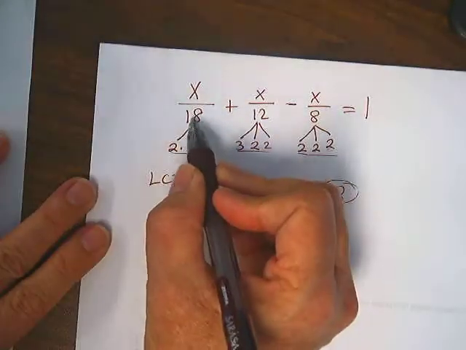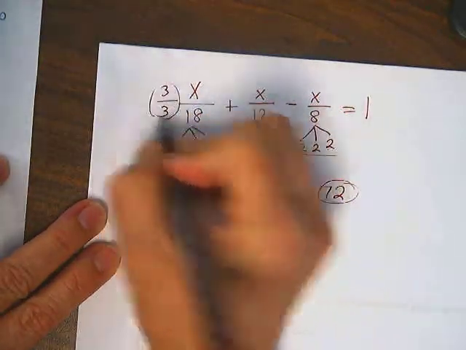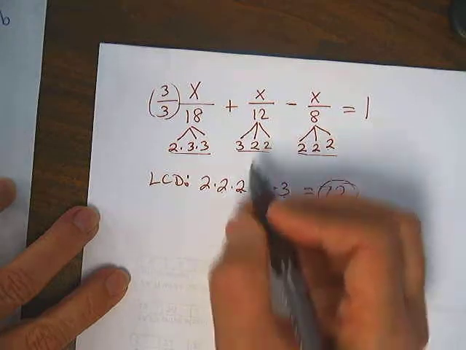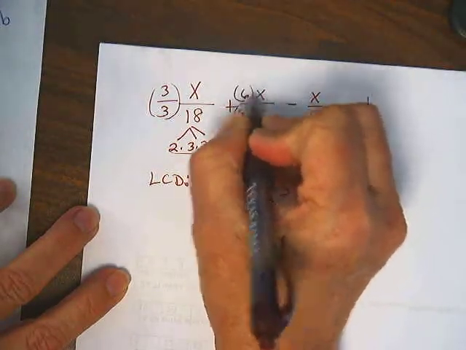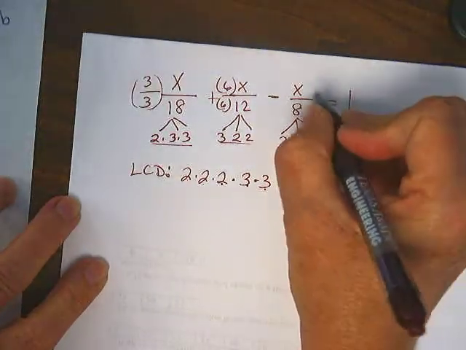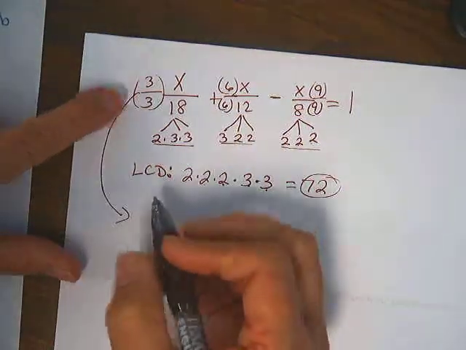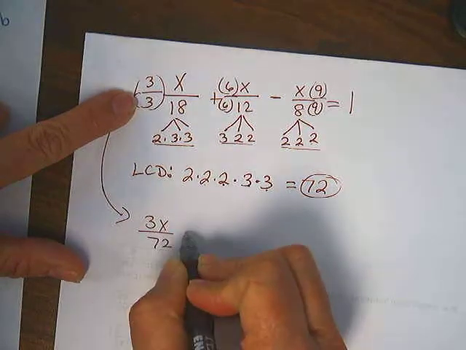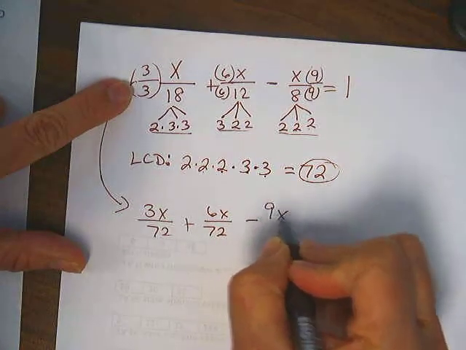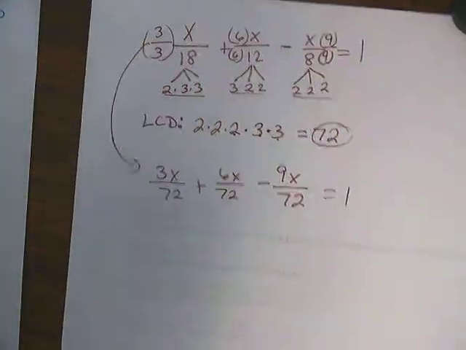And now I need to look, what do I need to multiply 8 by to get to 72? And that is 9. Wait, for the first term, 18 needs to be multiplied by 4, so 3 over 3 was not it; 12 needs to be multiplied by 6, so 6 times 6 would give me 72, and I have to multiply the top by that. 8 goes into 72 9 times, so I need to multiply this by 9 over 9. So if we come down here, we get 3x over 72 plus 6x over 72 minus 9x over 72 equal to 1. Okay, let's add these pieces together.